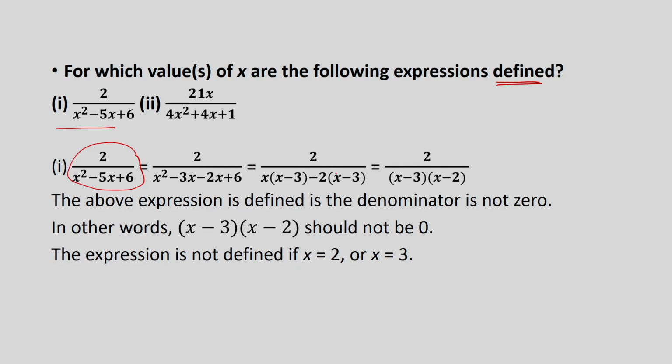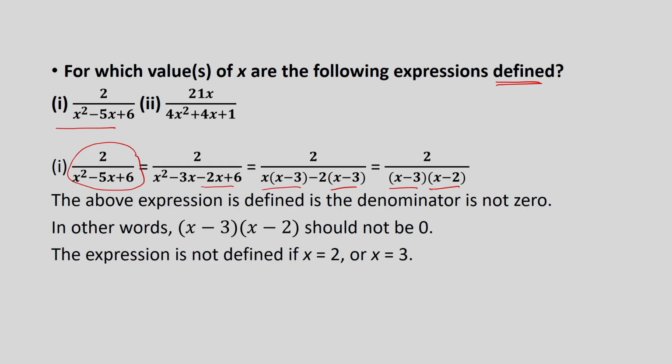So, from this we get 2 divided by, I am taking x common, so it will become x multiplied by x minus 3, and from the last two terms I can take minus 2 common. So, within the brackets I am getting x minus 3, and therefore, I can take x minus 3 common. If I take x minus 3 common, then the other term will be x minus 2. So, in the end the expression becomes 2 divided by x minus 3 multiplied by x minus 2.